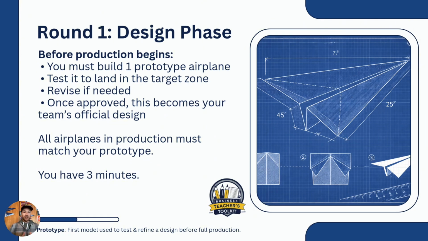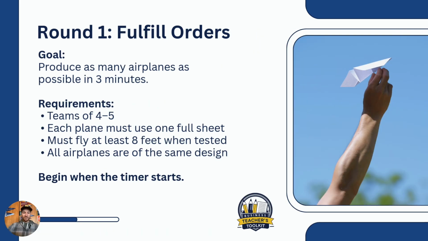In the production, all of the airplanes need to match the prototype. I give them about 3 minutes to do this. From there, round one, they need to fulfill the order, produce as many airplanes as possible in 3 minutes. I break teams up into about 4 or 5 students.